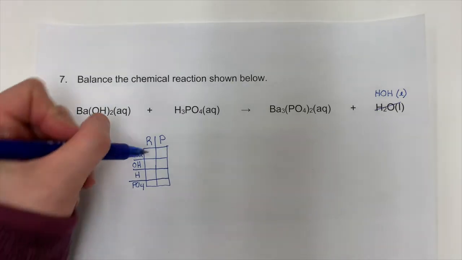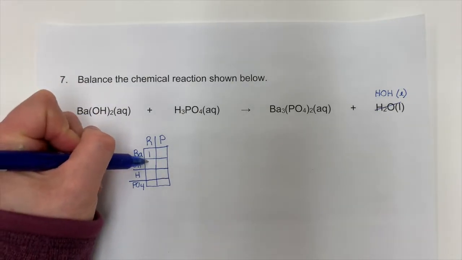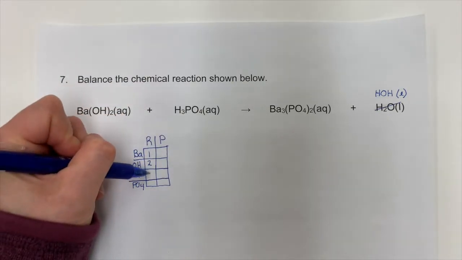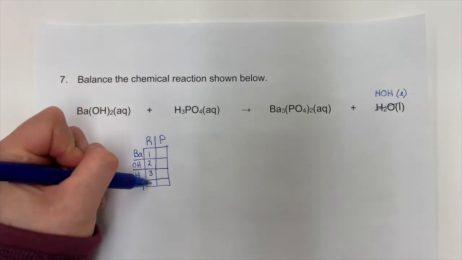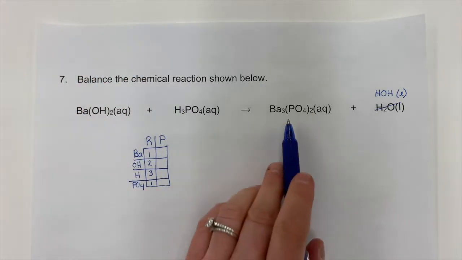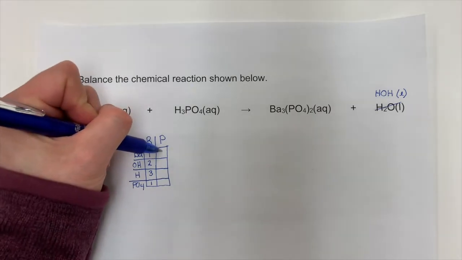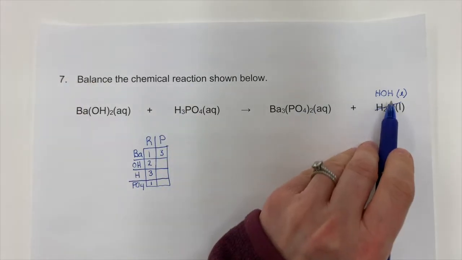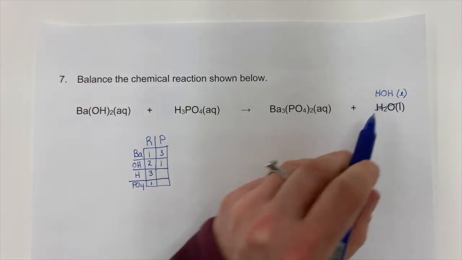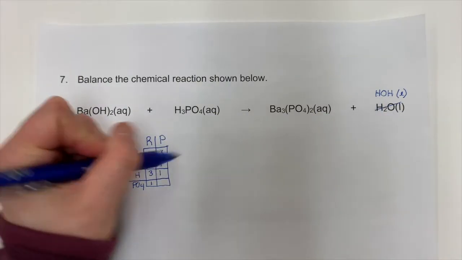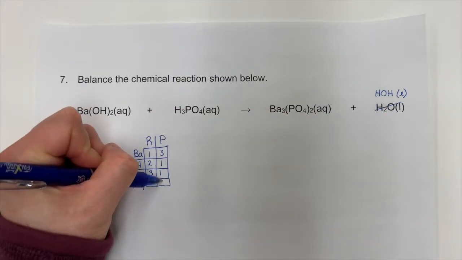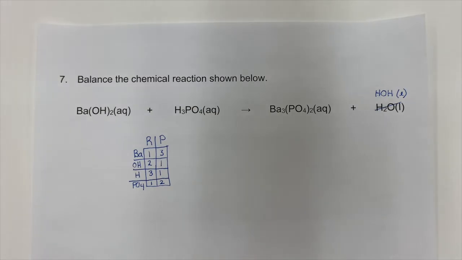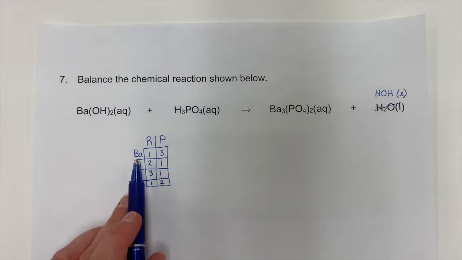On reactant side, I have 1 barium, I have 2 hydroxides, I have 3 hydrogens, I have 1 phosphate. On product side, I have 3 bariums, I have 1 hydroxide, I have 1 hydrogen, and I have 2 phosphates. So when I look at this right now, nothing is balanced. Because there's no single element alone, I can start by balancing whatever I want to. And so in this case, I'll just start with the first one, which is barium.